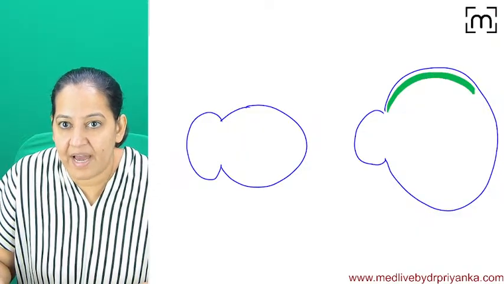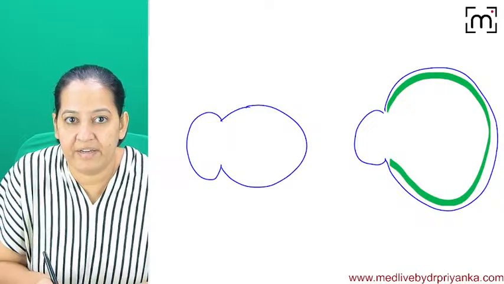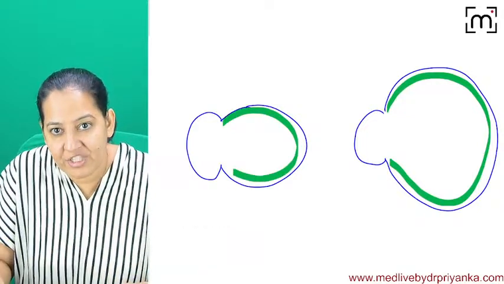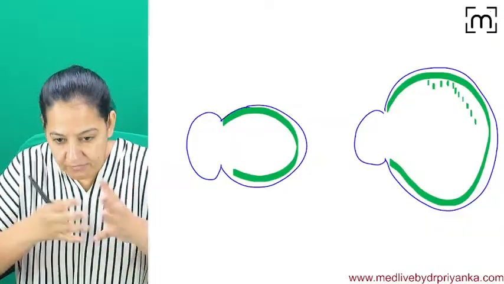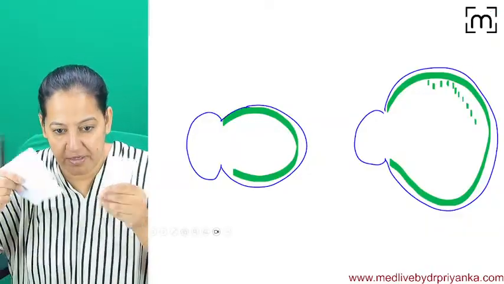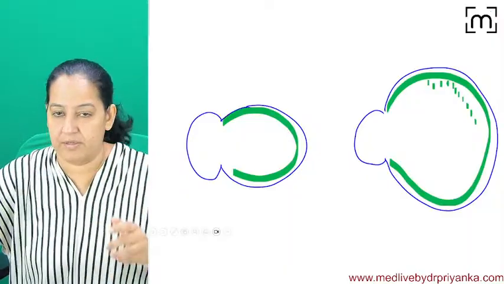Since the size increases here, this is the choroid, the green color choroid I am drawing here. Here the choroid is normal. When it increases, the choroid gets degenerate. Again, the same paper: if I'm trying to increase the size, the paper will tear. The same degenerative changes occur in the choroid.